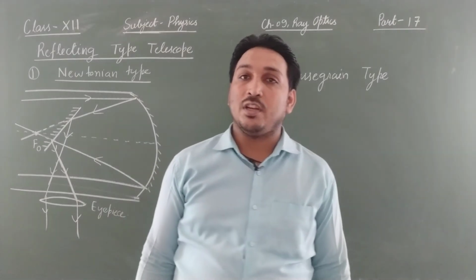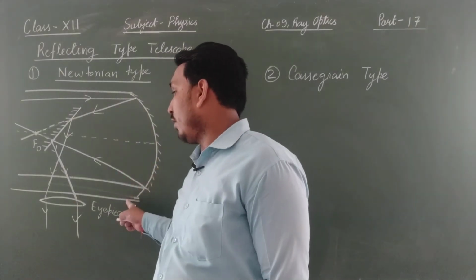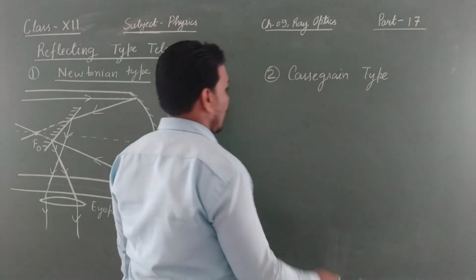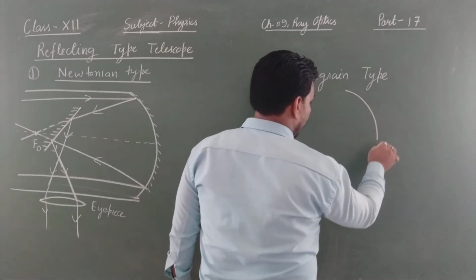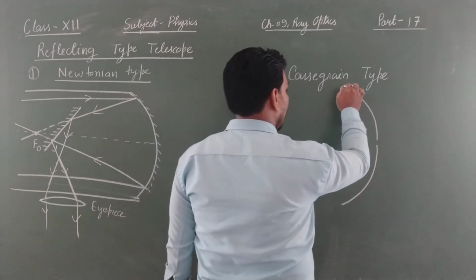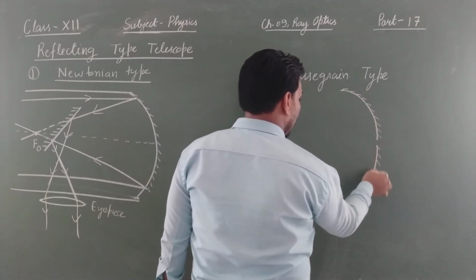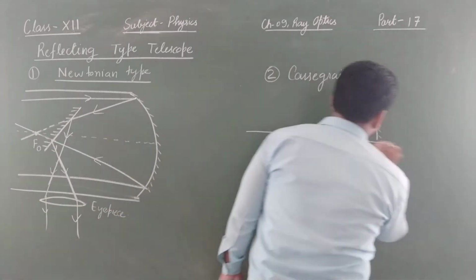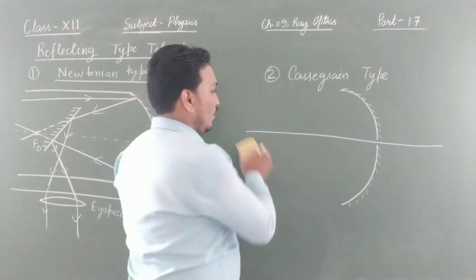It will be capital M is equal to FO upon FE, where FO is the focal length of the concave mirror and FE is the focal length of the eyepiece. Cassegrain: Cassegrain uses a concave mirror as an objective with a small hole at its center. This is the concave mirror. Let this be the axis of the concave mirror.